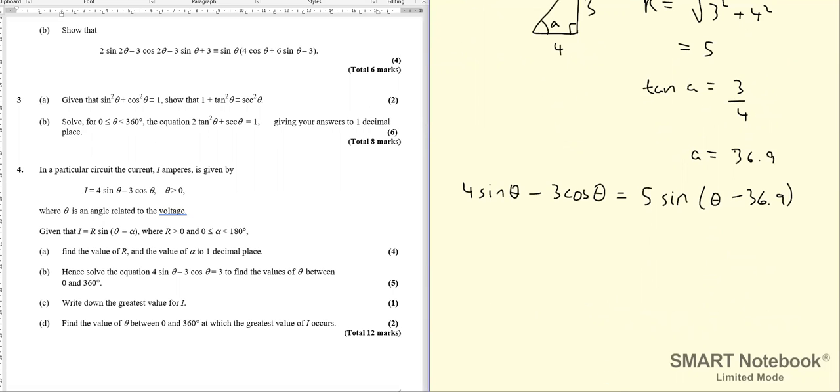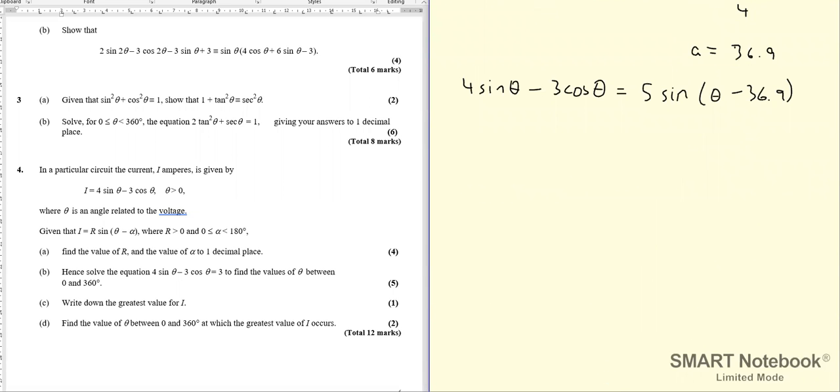Right, let's move on to part B. Part B is saying, hence solve the equation 4 sine theta minus 3 cos theta equals 3. The keyword in there is hence. Hence implies we should use something we have worked out earlier.